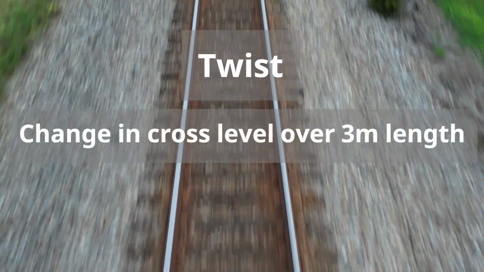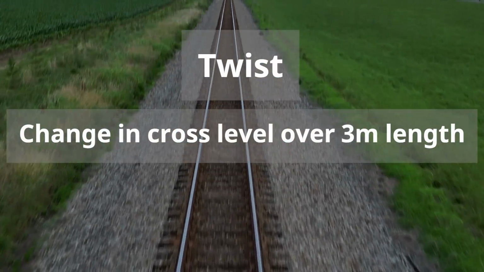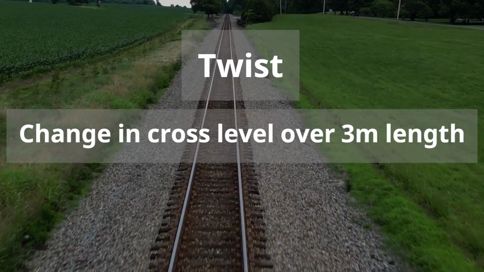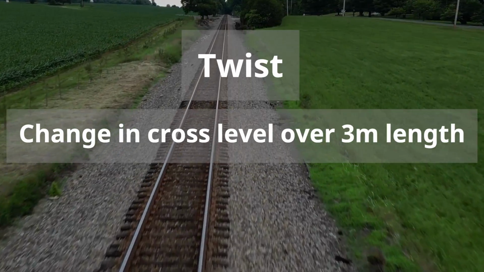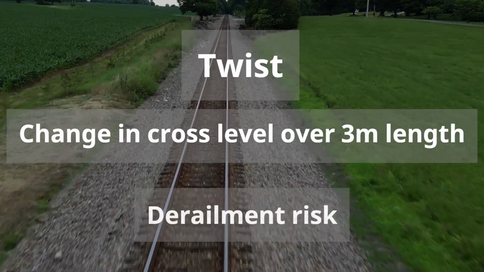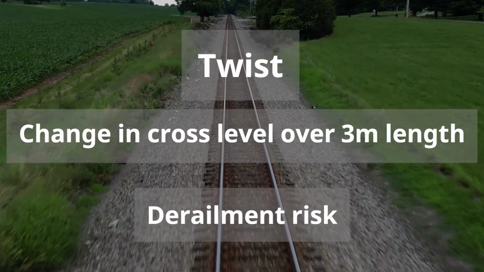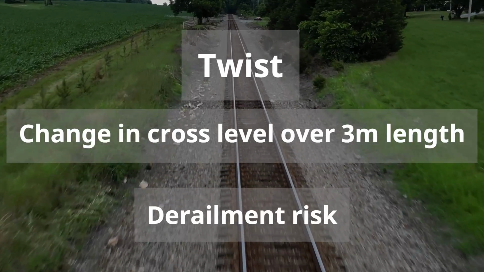Twist. Twist faults are when there is a sudden change in cross level between the two rails, measured over a 3-meter distance. They can be caused by voiding below one end of the sleeper and pose a significant risk of derailment if allowed to deteriorate, especially to short-length freight wagons.